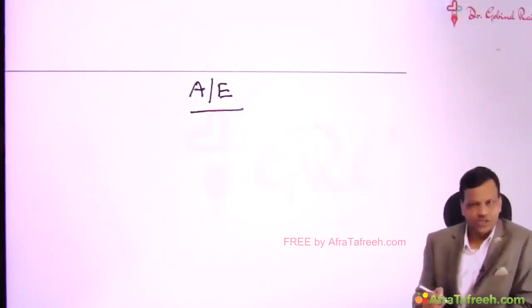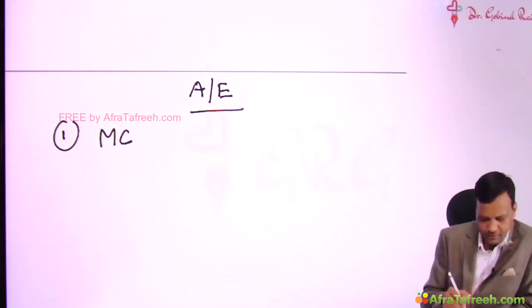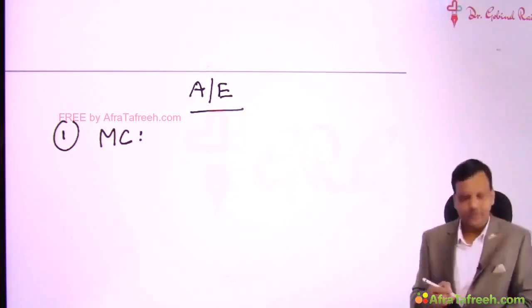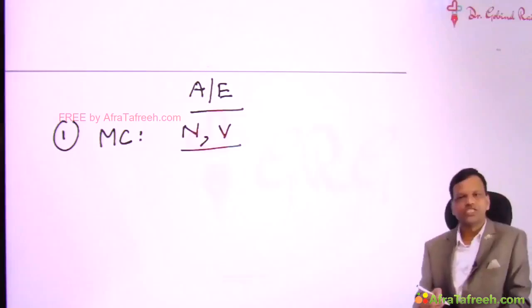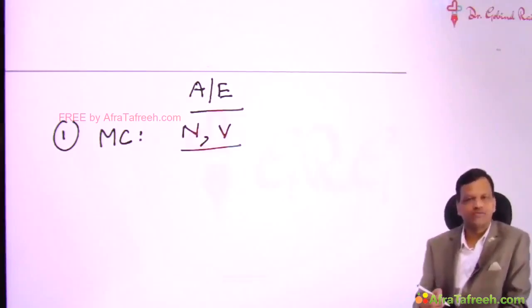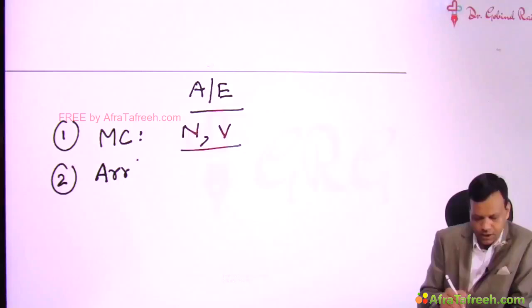Adverse effects of digoxin. What are the most common adverse effects? Like every drug, the most common adverse effects of the digitalis group of drugs are also nausea and vomiting. So GIT side effects are the most common side effects of digoxin. Now, apart from GIT, digoxin can cause arrhythmias.